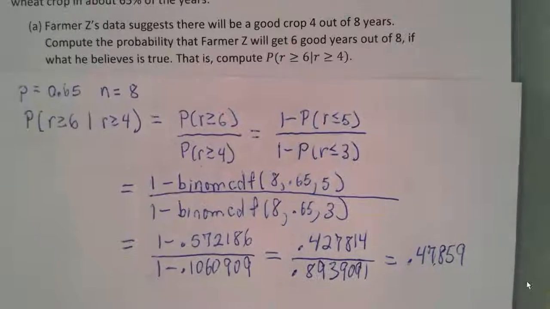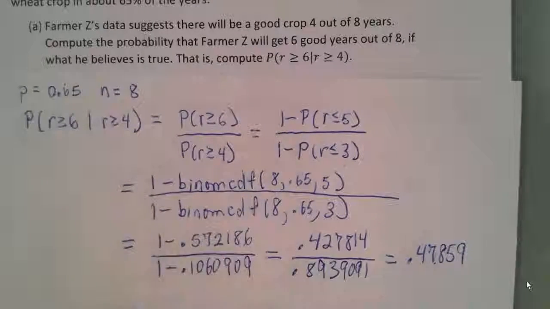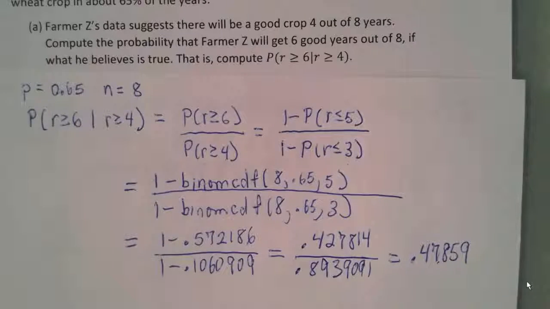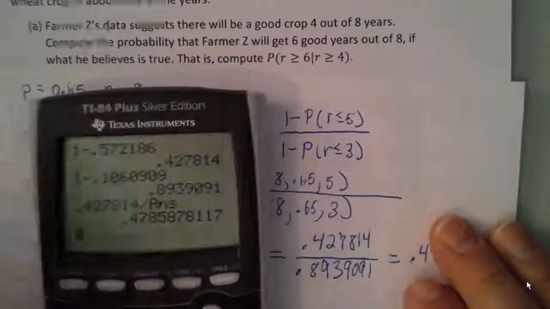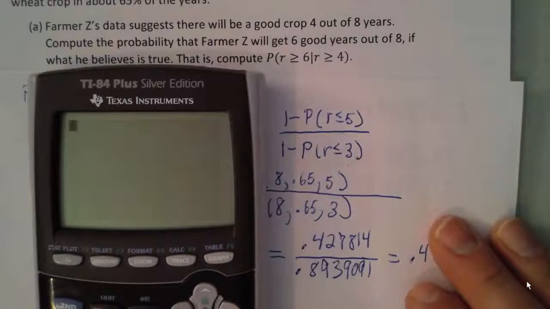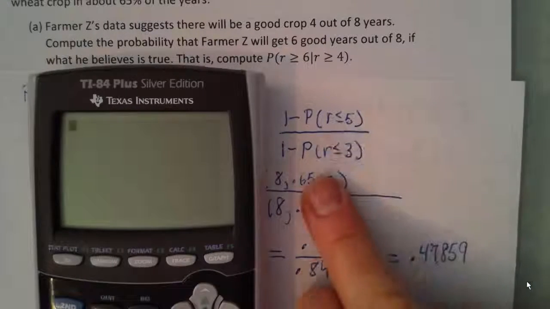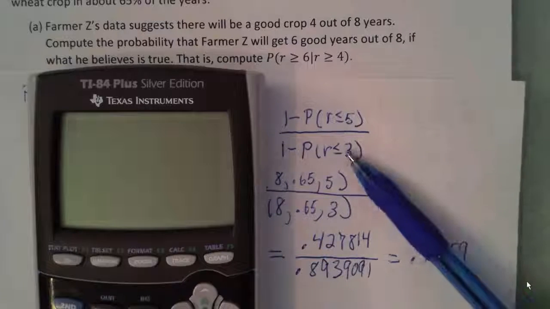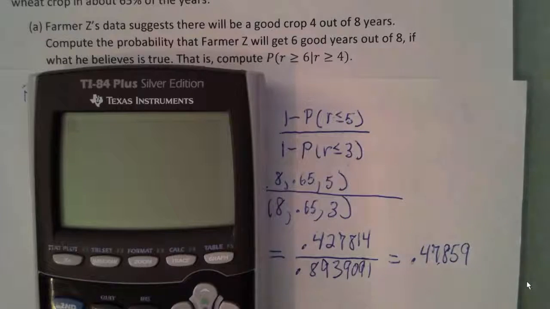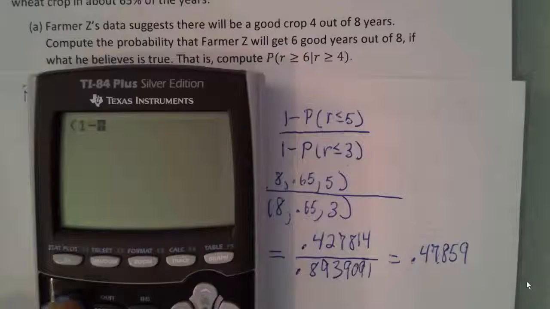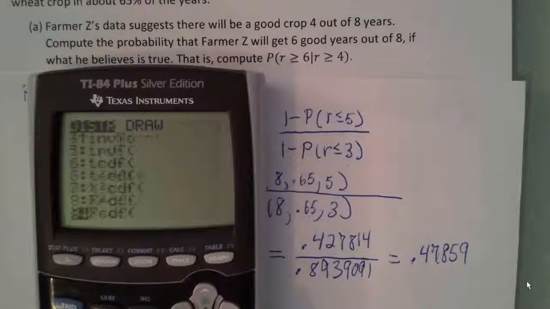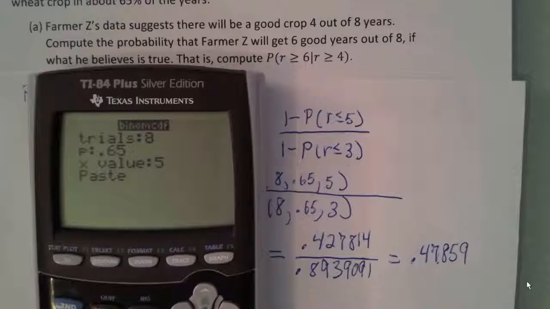Let me just mention, though, that you can avoid a lot of this typing and retyping values just by using your calculator a little bit more efficiently. So what I'm going to do is clear this out, and I'm going to go back and type in this fraction right here without any intermediate steps. The trick is that you want to use some parentheses. So I'm going to have parentheses 1 minus second distribution, go down to option B, binomial CDF. I have 8 trials, 65%. First one of interest was 5 there.